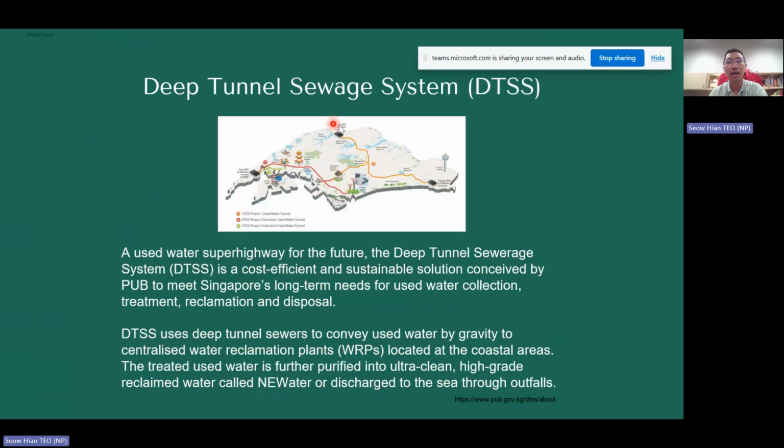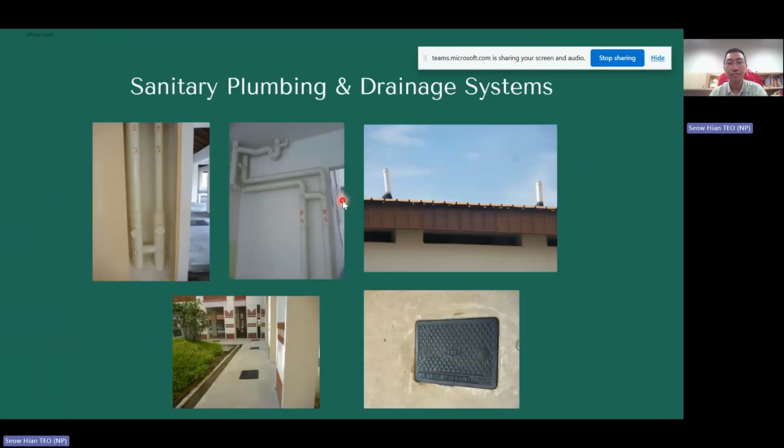So with that, the deep tunnel sewerage system, or DTSS, right? You can see that there is a deep tunnel system within Singapore that is drilled underground. There are three long main lines, right, which is a deep tunnel used to centralize our water reclamation plants. Through this, you actually purify it into clean water, and then it can be discharged to the sea through an outfall.